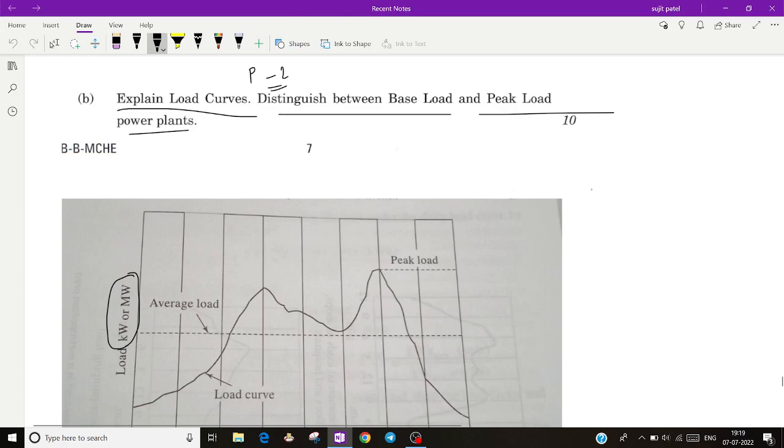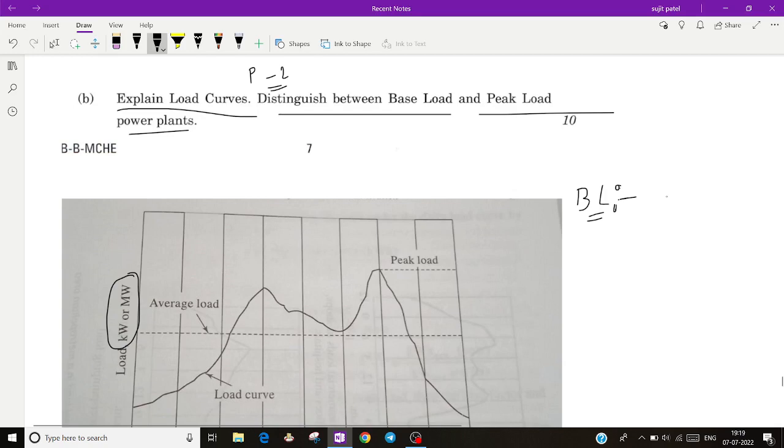First of all, we need to understand what the base load is. The base load is the minimum energy demand that a power plant must fulfill.